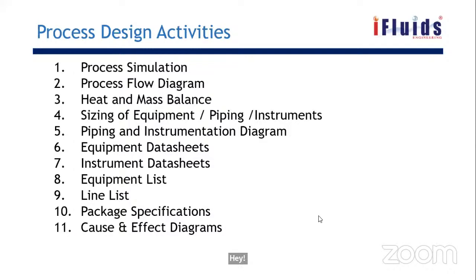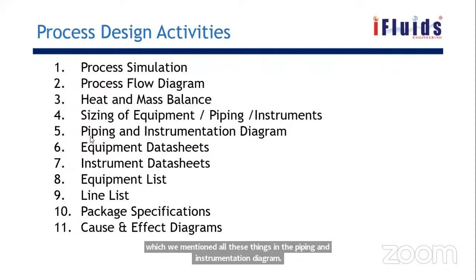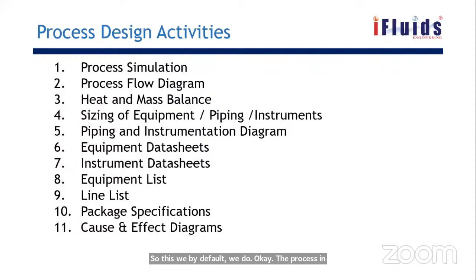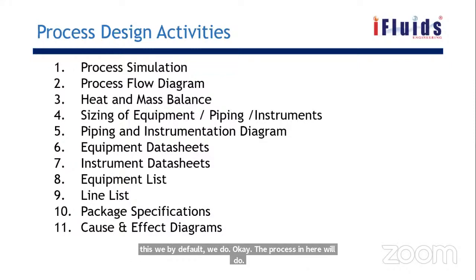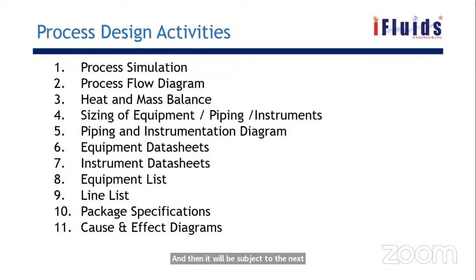So these things will be considered in the cause and effect. The process engineer mentions all these things in the piping and instrumentation diagram. This we do by default. Then it is subject to the subsequent disciplines. The safety team will be there, HAZOP will be there, and they will question our design. If further safeguarding is required, then we will add further interlocks.